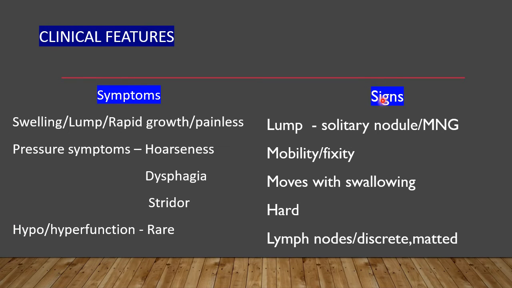As far as the signs of thyroid cancers are concerned, a lump is the most common finding in most patients. It tends to be solitary, but at times it can be multinodular, as in cases of multinodular goiters. The lump is usually immobile and fixed, but it moves with swallowing. It is hard in consistency and usually non-tender. At times, the patient presents with cervical lymphadenopathy, and these lymph nodes are usually discrete in nature and non-matted.